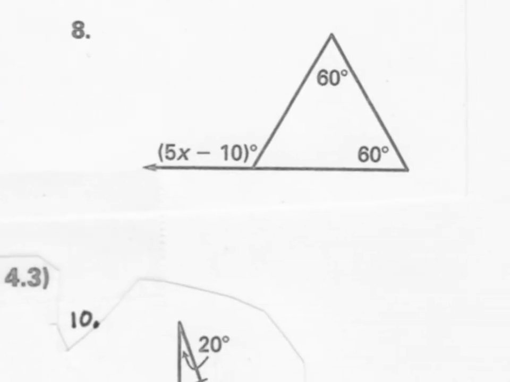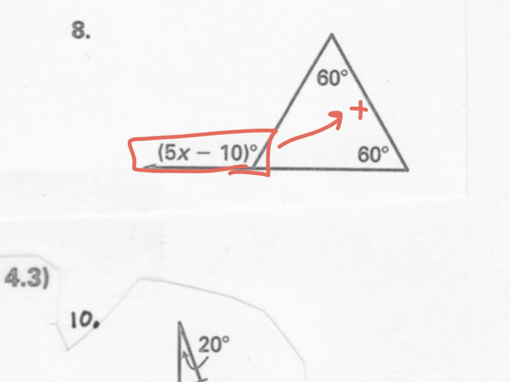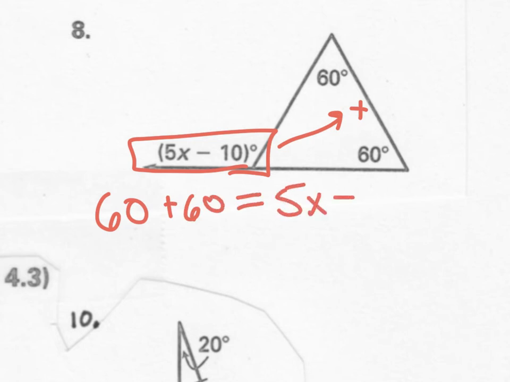Number 8, we need to find the value of x. This one's a little bit different. You need to set up an equation. You've got your exterior angle here. He equals what these 2 added together are. So if you're setting up your equation, it might look something like this, where we're going to say the 60 plus the 60 is going to equal the 5x minus 10. That's number 8.